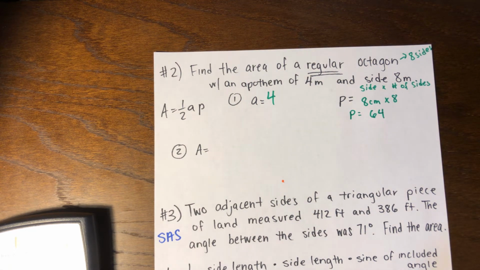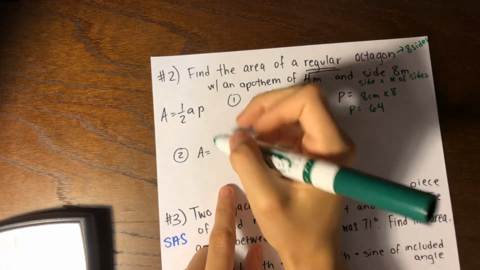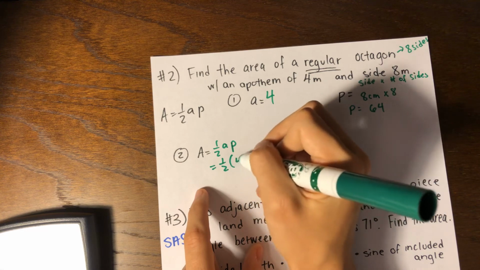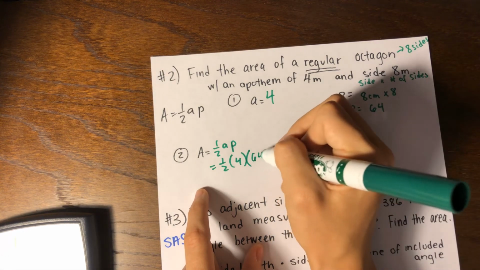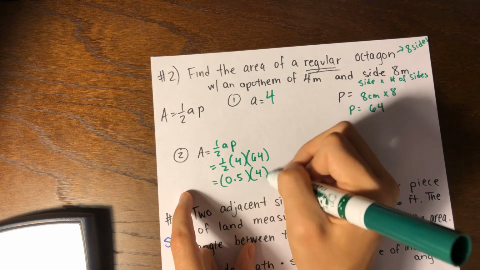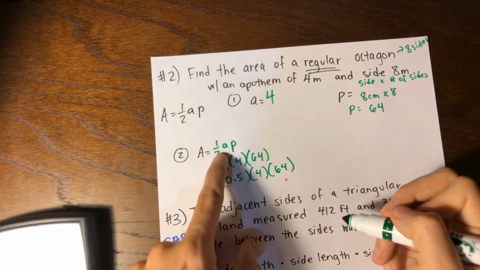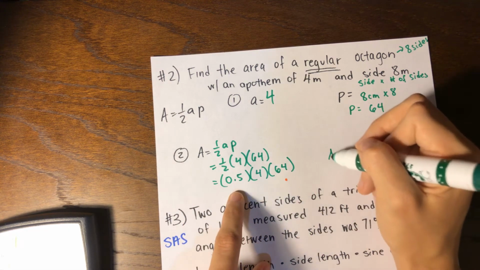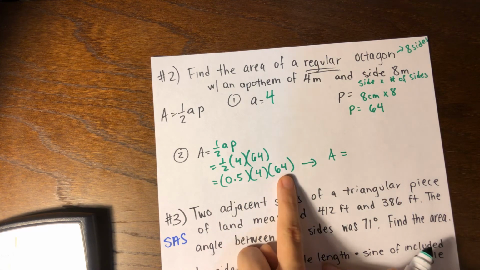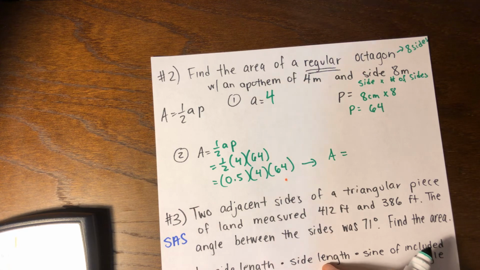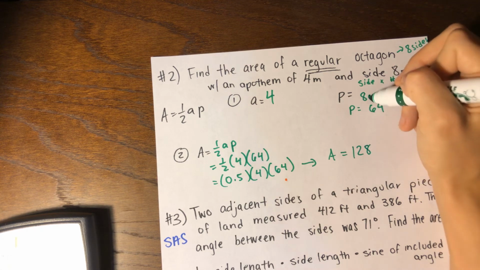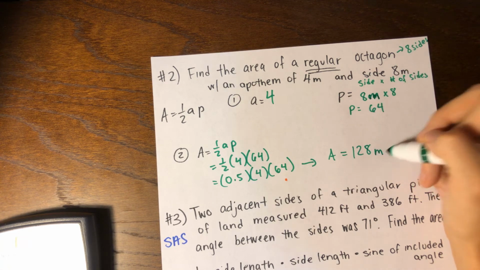Okay, so I have my a, I have my P. Now I'm just plugging it into the formula. I know area is a half of a times P. So 1/2 times 4 times 64, which is the same thing as saying 0.5 times 4 times 64. 1 divided by 2, again, is 0.5. So when I multiply all these together, you should get 128. Oh, and this was meters, meters squared.